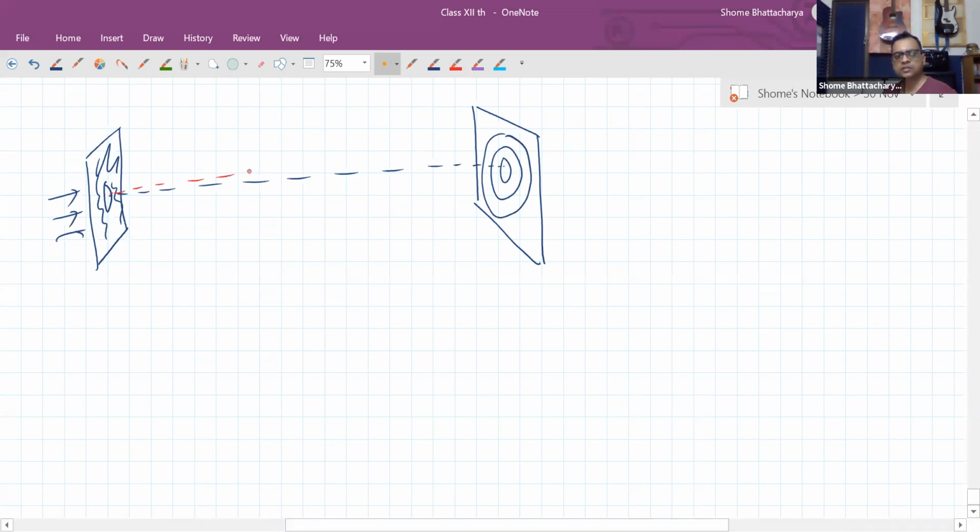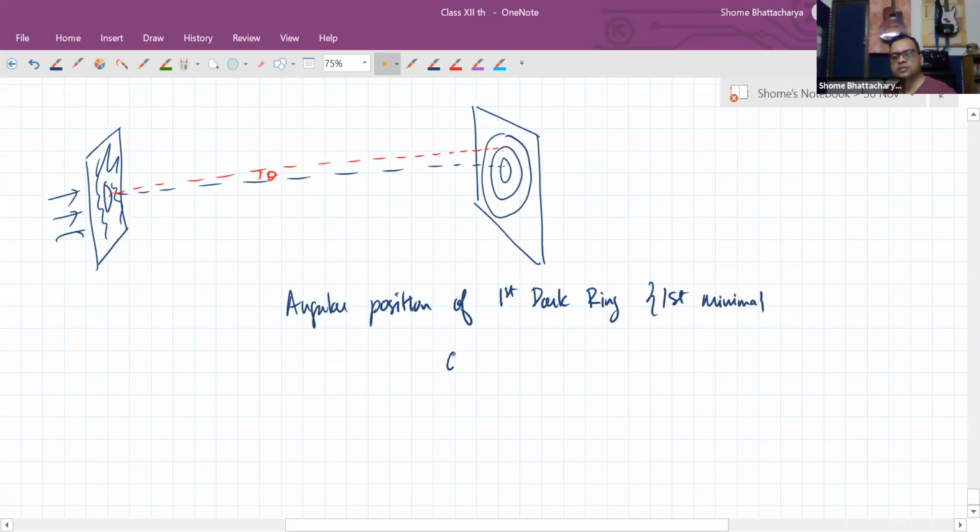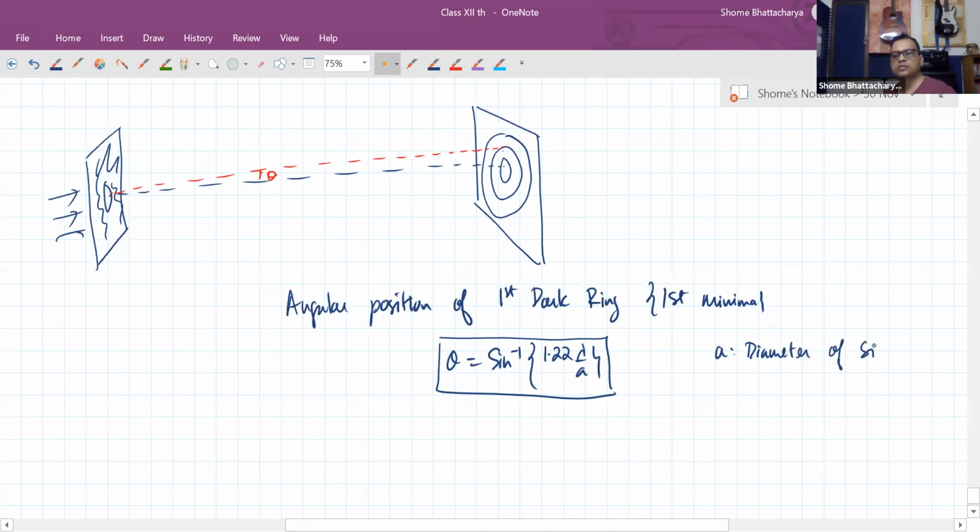So for the first dark fringe, for the first minima, the angular position, with respect to the symmetry line, angular position of the first dark ring or first minima is given by the formula sine inverse 1.22 lambda by E. Where remember E is the diameter of the single circular aperture.